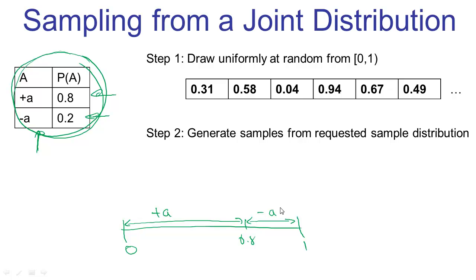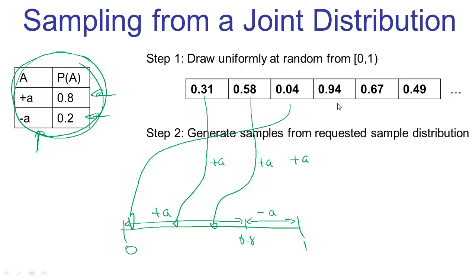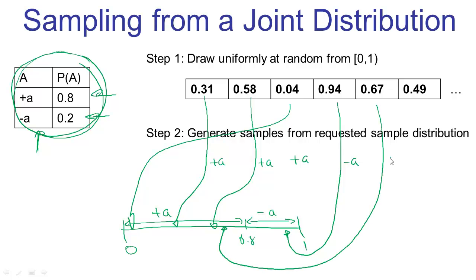To generate the samples, we now map these intermediary samples over here onto the 0-1 interval and back out the values for a. The first one gives us plus a. The second one, 0.58, maps over here, also gives us plus a. Third one, 0.04, maps over here, that's also plus a. Fourth one, 0.94, maps over here, that's the minus a region, so we have a minus a. 0.67 maps over here, that's the plus a region. And then 0.49 maps over here, that's also the plus a region. So we have 5 times plus a, 1 times minus a.